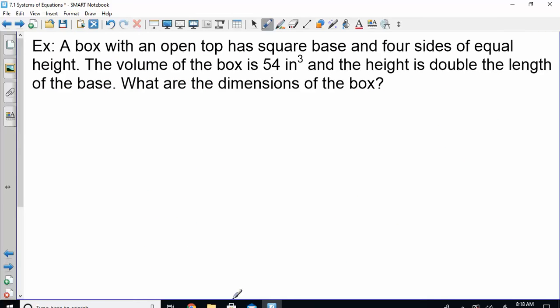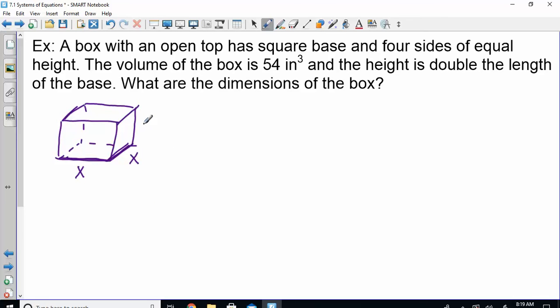A box with an open top has a square base and 4 sides of equal height. What should I do? Sure. Okay, so we've got a box, doesn't have a lid on it. I am not an artist by any means, but the bottom, these two sides, if it's a square, the sides are equal. So those would be the same. So I could call both of those x.